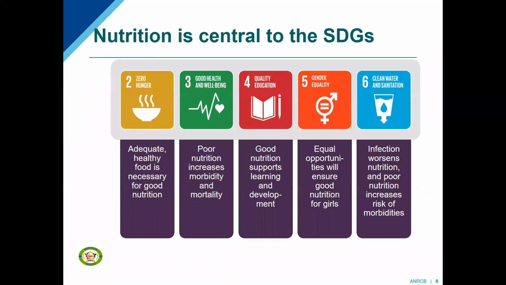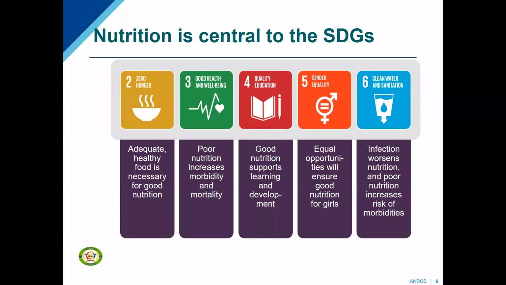Nutrition now, as we've discussed, is arguably central to all of the SDGs. And here I'm going to give a few examples. SDG 2, for example, aims to end hunger, and adequate healthy food is necessary for good nutrition. Sustainable Development Goal number 3 aims to improve health and well-being, and we know that poor nutrition increases the risk of illness and even death.